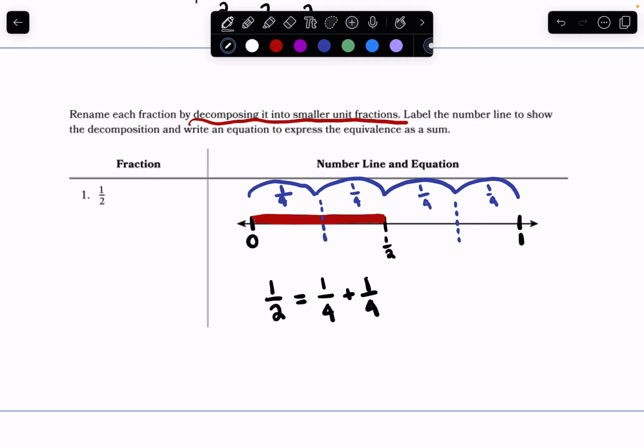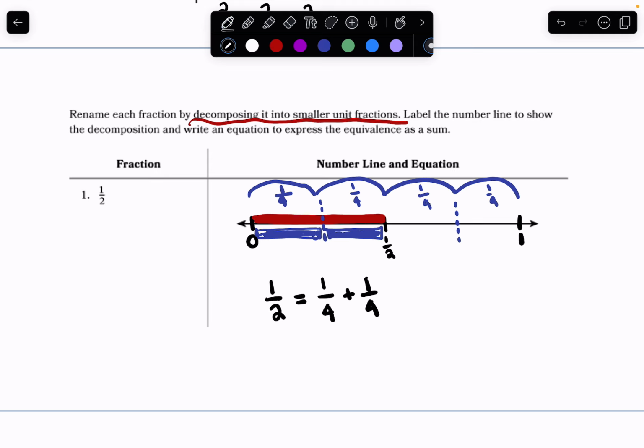We couldn't say that 1/2 is equal to 1/4 because they aren't equal, but we need 2 1/4s to show equivalence. So I'm also going to shade in on the bottom to show that 1/4 right here and 1/4 right here also lines up.